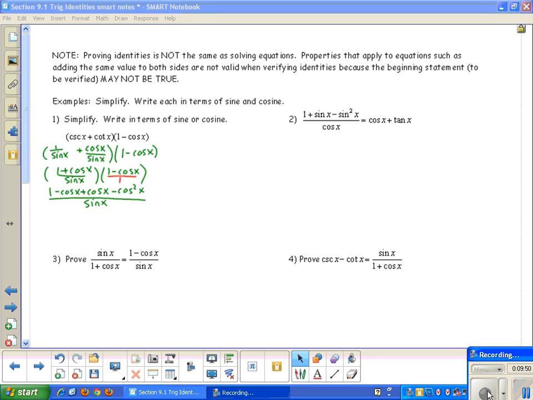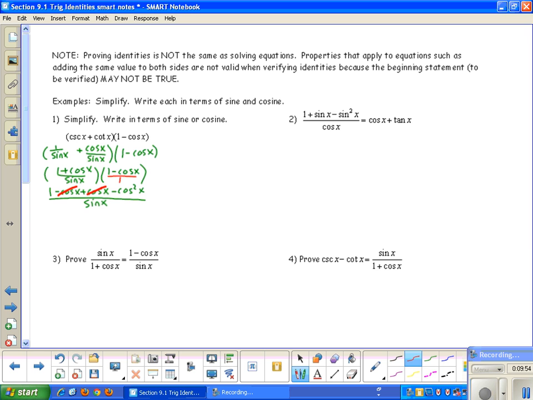I just made it a little bit smaller for me. So now I want to combine my like terms. Negative cosine x and cosine x are like terms, and they cancel each other out. So then we have 1 minus cosine squared x over sine x, and then I'm going to think about my identities. Is there any identity that you could replace with when you look at this problem?